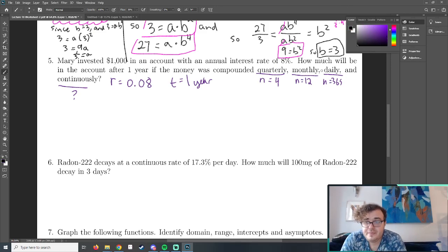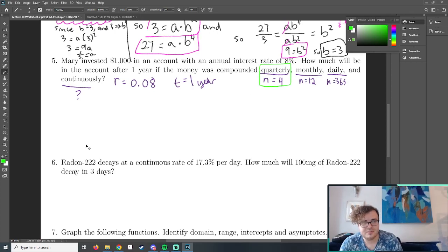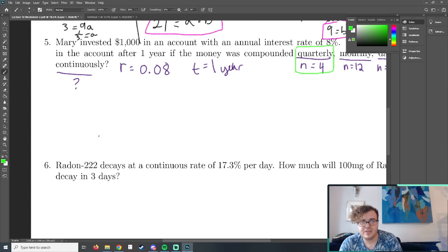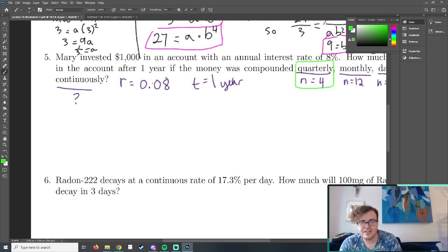So, the first thing we're going to do is quarterly. So I'll mark this in a color, and we'll work in that color. I can zoom us in a little bit at this point. So again, we know that the rate is 0.08. We know that the time is 1 year, and in this case, n equals 4. Right? We're doing quarterly over here. Quarterly means n equals 4. That's the number of times per year they're going to calculate that interest.